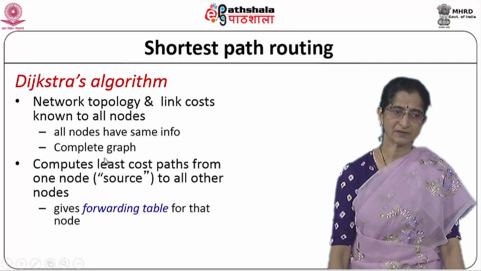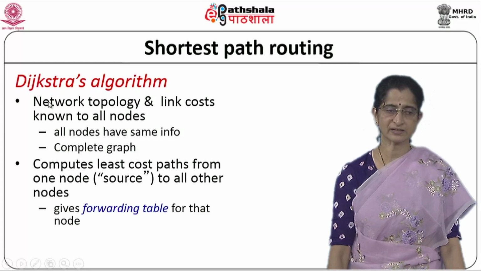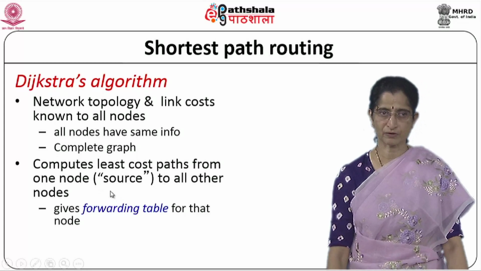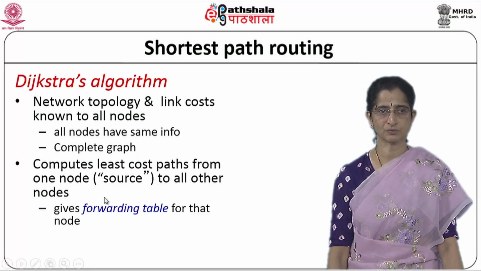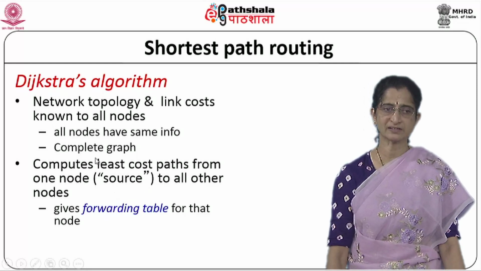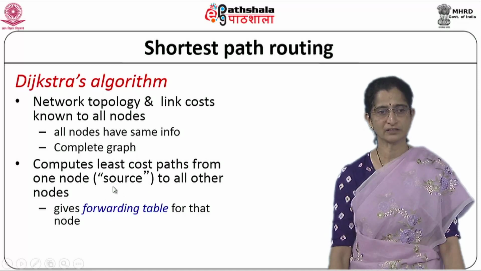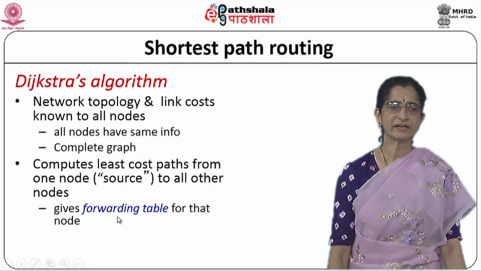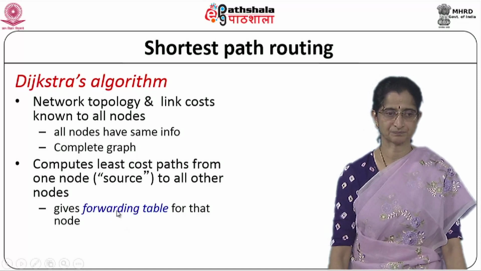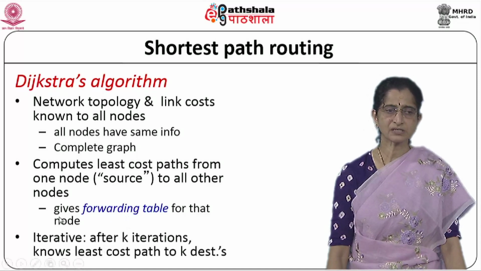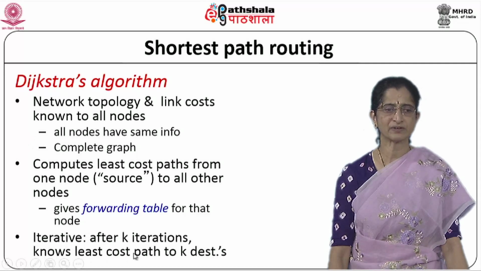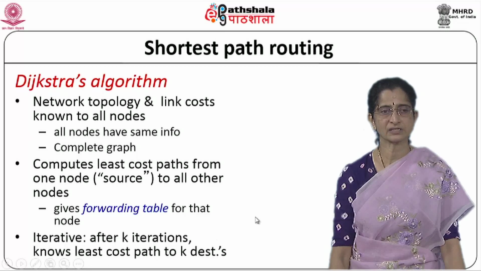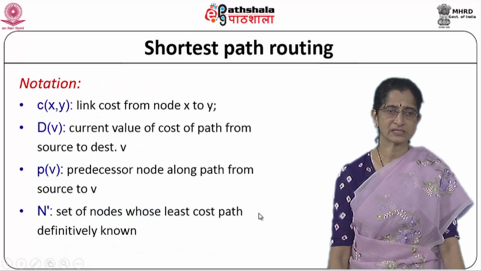Once a complete graph is constructed, then you just have to run Dijkstra's algorithm to compute the least cost path from one node, the source, to all other nodes. So whichever node is now running this algorithm, the least cost path from that node to all the other nodes is constructed, and the forwarding table can be arrived at from that information. And this process is normally an iterative process. After k iterations, you know the least cost path to k destinations. Okay, that's basically how it works. We look at this in detail now.